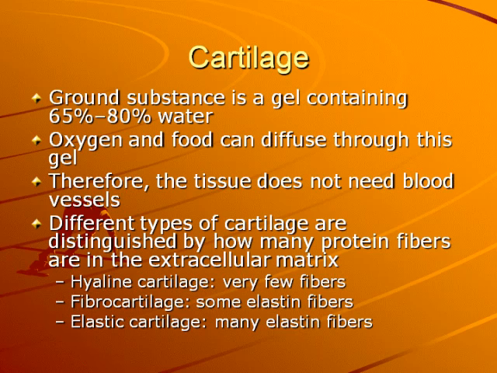Your fibrocartilage has some elastin fibers in it. The hyaline cartilage has very few elastin fibers. Obviously, if you think about the example that I gave, the cartilage that joins the ribs to the sternum, you don't want a whole lot of movement there in that area. Fibrocartilage, again, some elastin fibers, and this is what you would see in your intervertebral discs. And then you have the elastic cartilage that has lots of elastin fibers, and this is like the cartilage that's on your ear.